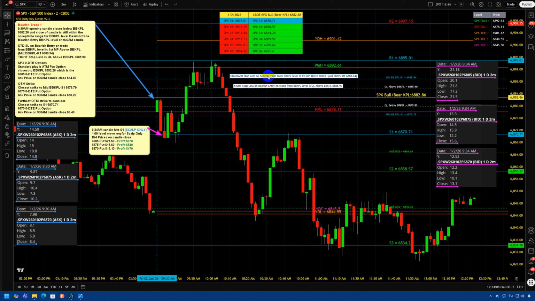Now, the standard stop loss on this bearish trade on the BBKPL level, as we went over earlier, is going to be your midpoint above. The tight stop loss, if you prefer to use a tight stop loss, is going to be the QL above the level you're taking the trade from, since this is a bearish trade. If it was a bullish trade, it would be the opposite. Tight stop loss would be QL below, standard stop loss midpoint below.